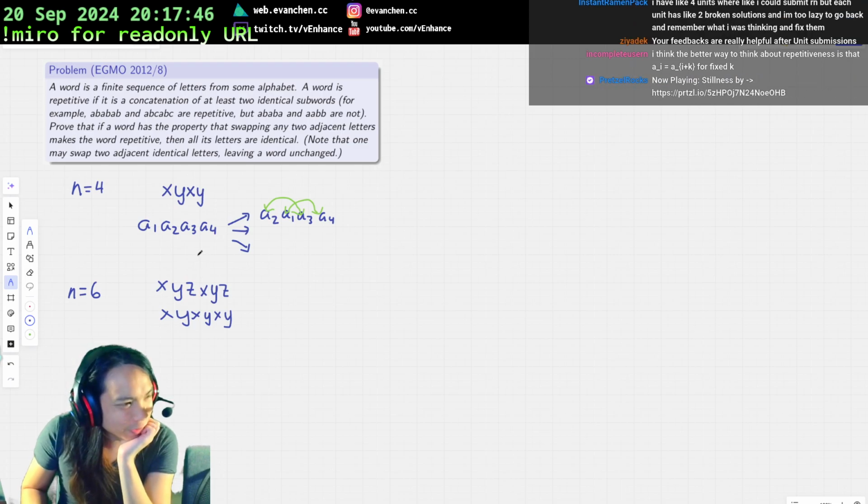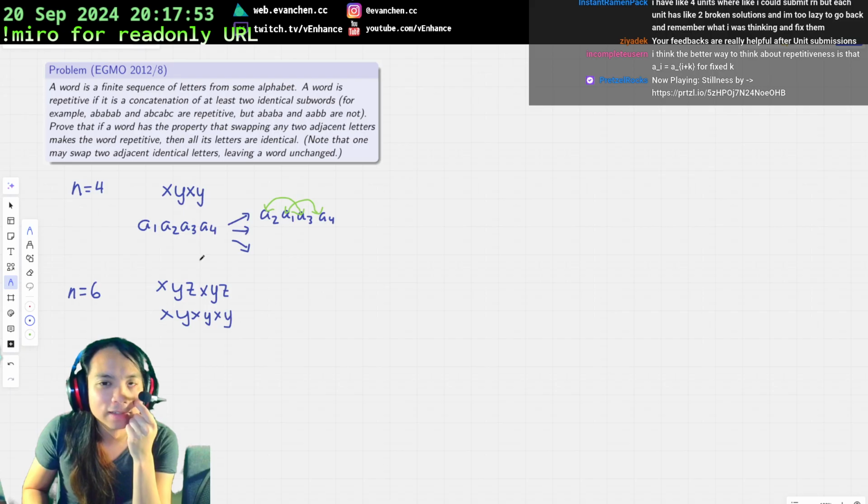I wonder if this condition is too strong. Do you think this condition is too strong? It feels like you don't need all n-1 conditions. If you have just a few conditions, that already seems like it gives you a lot of power.